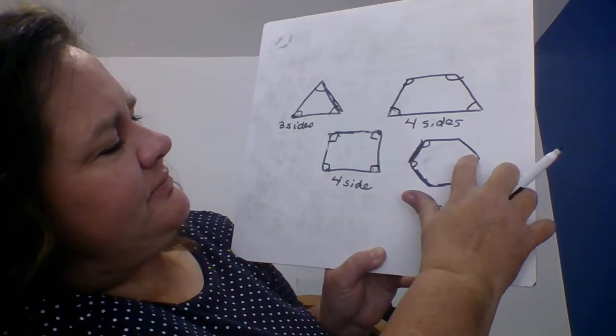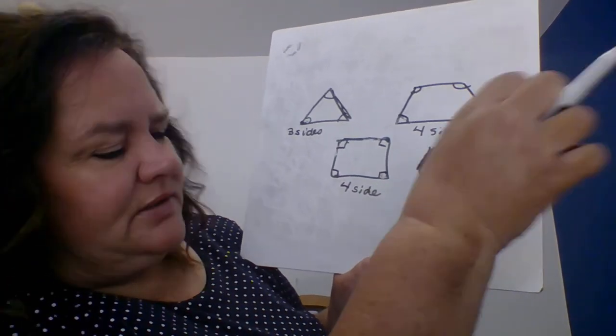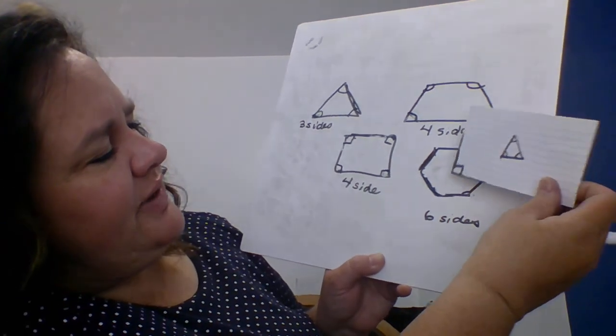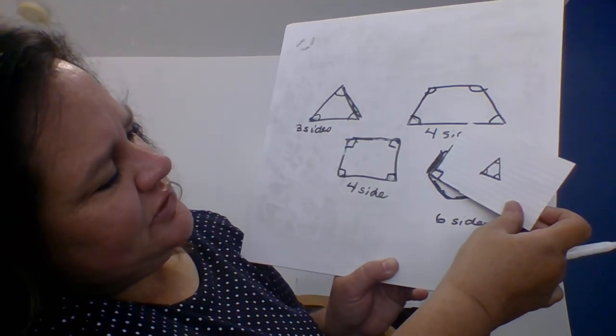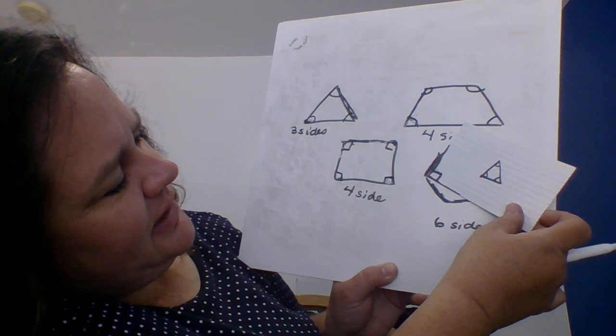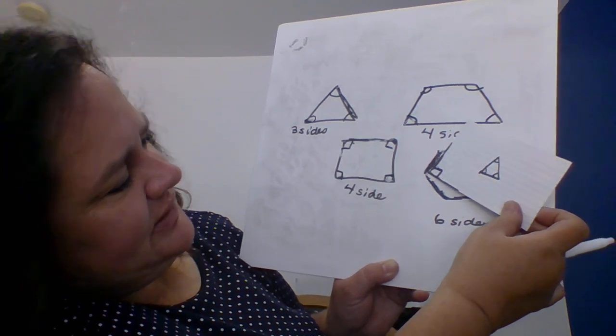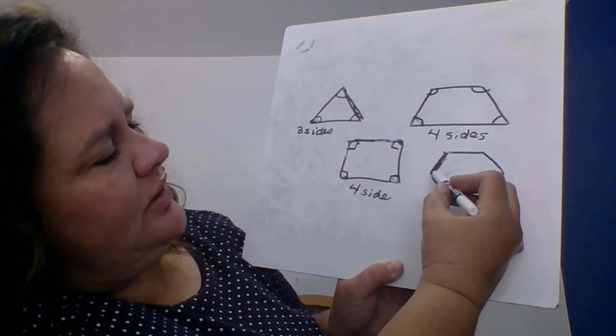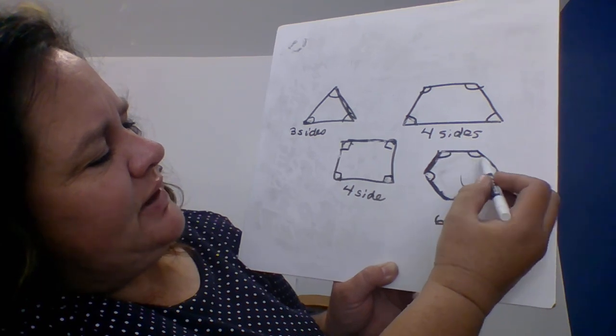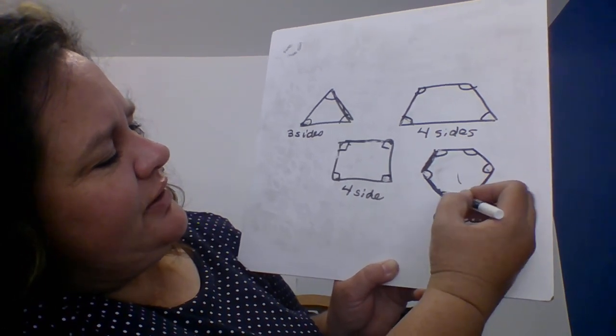Then our hexagon, we need to decide if those angles are right angles. So let's match right here. Does that bottom line match? It does not. So these are all regular angles as well. And you just put the little rainbow in there.